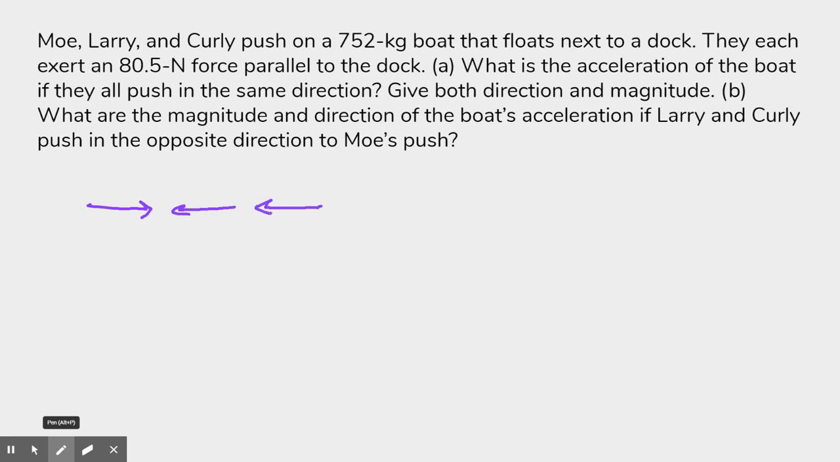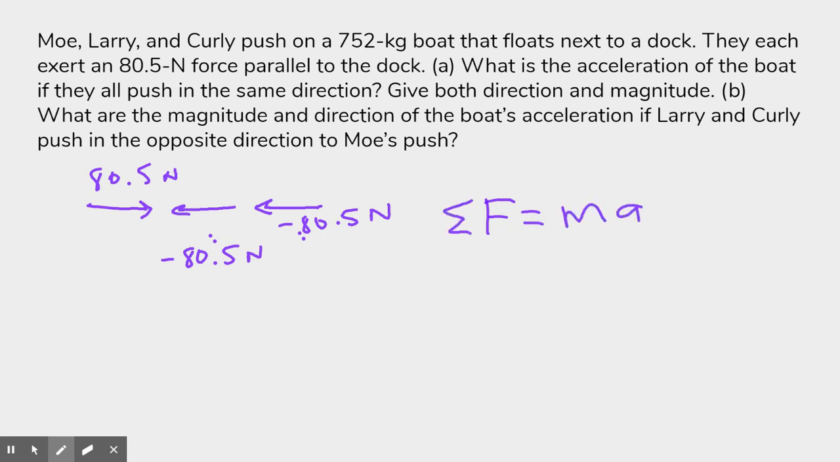Okay, so we know that the force is still 80.5. So this one is 80.5. But these two are now opposite. So instead of being positive 80.5, these are negative 80.5 newtons because they're going in the opposite direction. So we're going to use the same formula, F equals ma, and again, we know this is a sum. So if we just add up these three forces, the 80.5 plus a negative 80.5 plus another negative 80.5, you're going to find that the sum of those forces is negative 80.5.